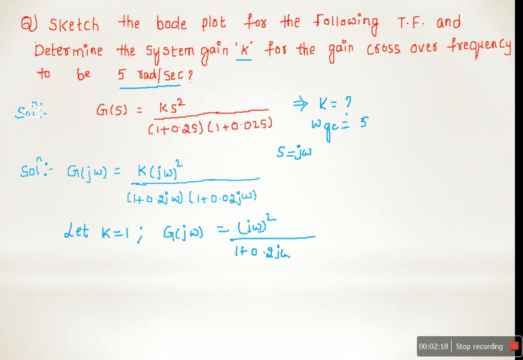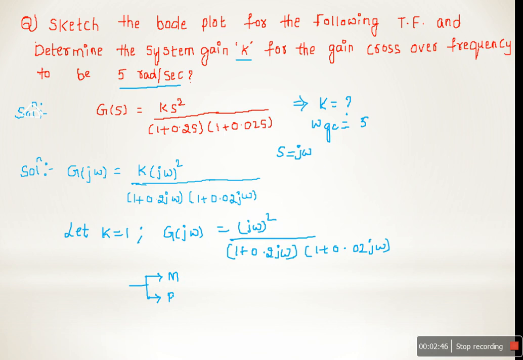(1 + 0.2 j omega)(1 + 0.02 j omega). In the Bode plot we have two plots. The Bode plot consists of two plots. The first one is the magnitude plot and the second one is the phase plot. So we have to draw the magnitude plot and we have to draw the phase plot.